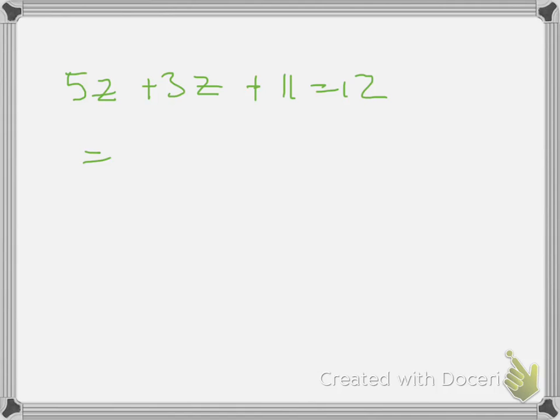This one, 5z plus 3z more is 8z. I'm straight away going to take away 11 from both sides, giving me 1 on the right hand side. And then my answer is 1/8. Divide both sides by 8.